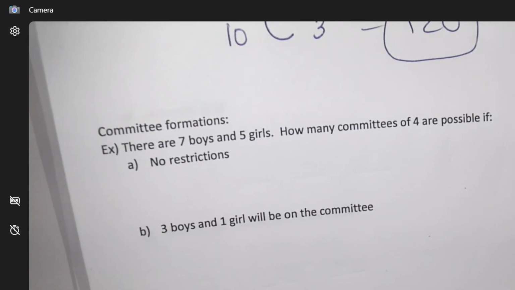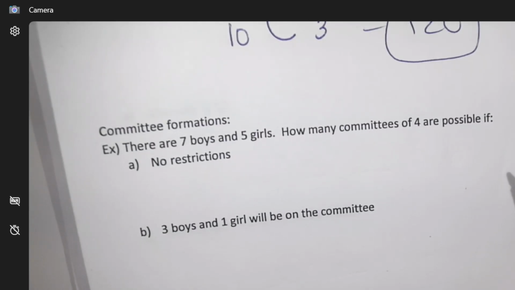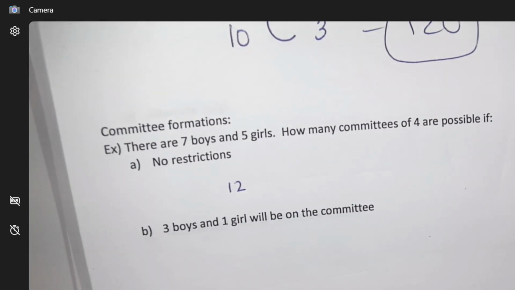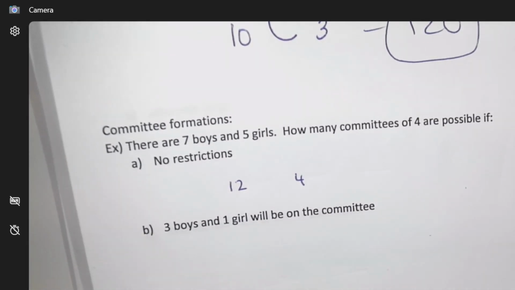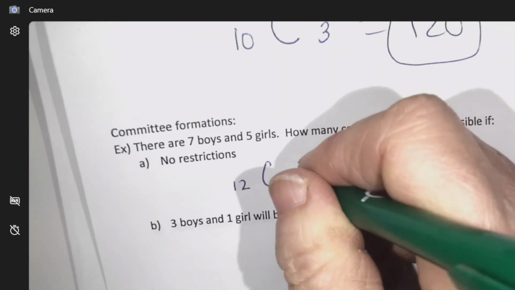Okay, you have 7 boys, 5 girls, and you want to make a committee of 4. If you had no restrictions, how many possibles would you have? Okay, well, on this one, if there's no restrictions, I just take how many people options do I have? 12. I need 4. And then I'm thinking, do I have to worry about the order of these people? No.